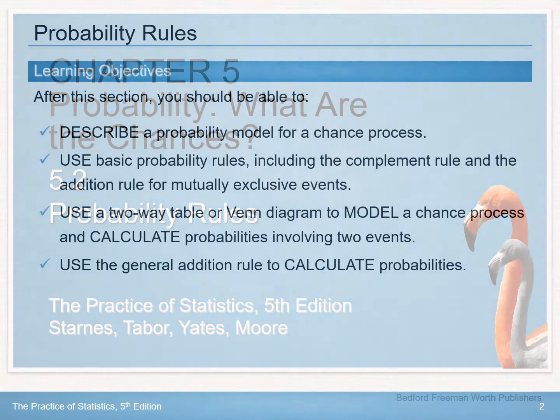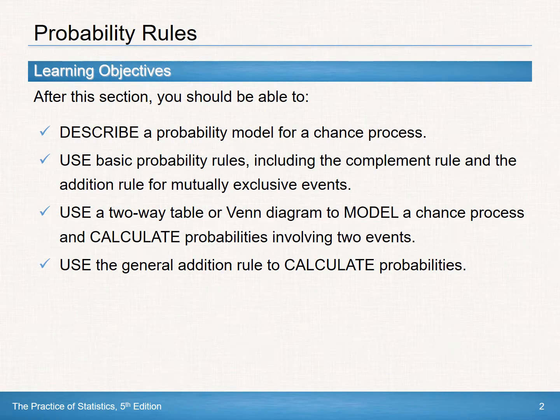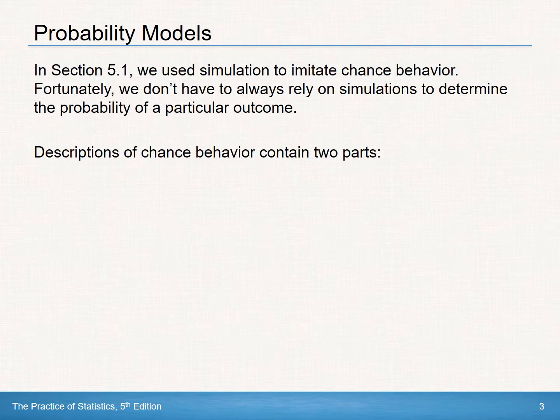Okay, so in this, we're talking about probability. In section 5.1, we use simulations to imitate chance behavior. Fortunately, we don't always have to rely on simulations to determine probability of a particular outcome. Descriptions of chance behavior contain two parts. So we're going to really now talk about theoretical probability, what should happen.